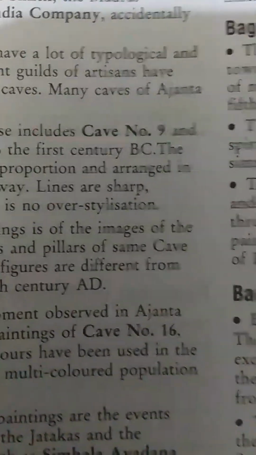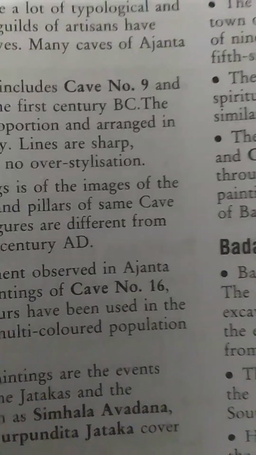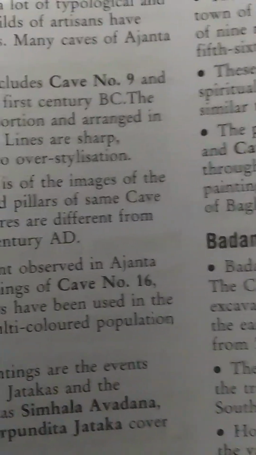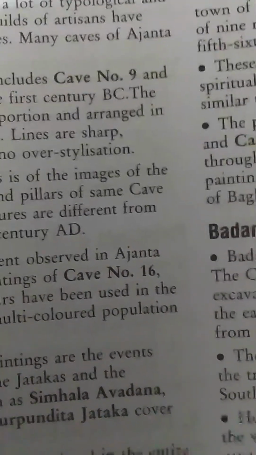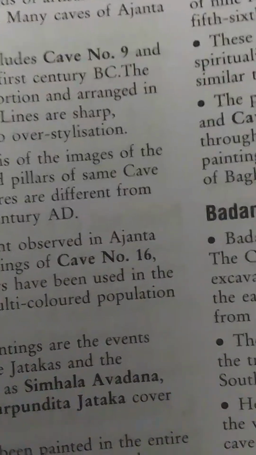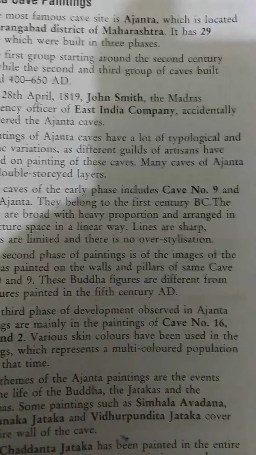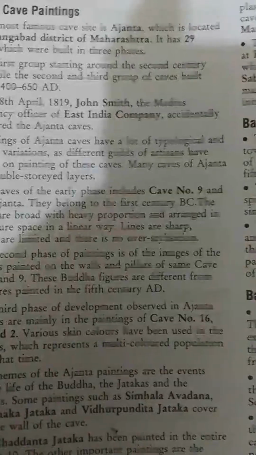Ajanta caves. The most famous cave site is Ajanta, which is located in the Aurangabad district of Maharashtra. There are 29 caves, which were built in three phases. The first group was built in the 2nd century BC, while the second and third groups of caves were built from 400 to 650 AD. Paintings of the Ajanta caves have a lot of typological and stylistic variations.